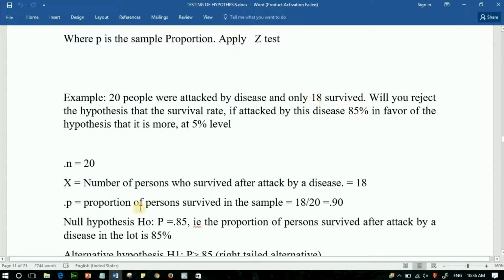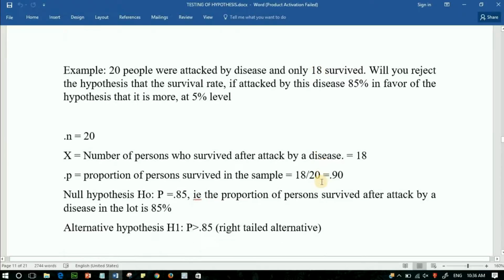That's the success rate. And small p, the proportion of persons survived in the sample, is 18. There are totally 20 people, 18 survived. You know the proportion, 18 by 20, that's equal to 0.90. The null hypothesis is p equal. So always we take the null hypothesis as equal, that is H naught, there is no difference. H naught such that p is equal to 0.85.